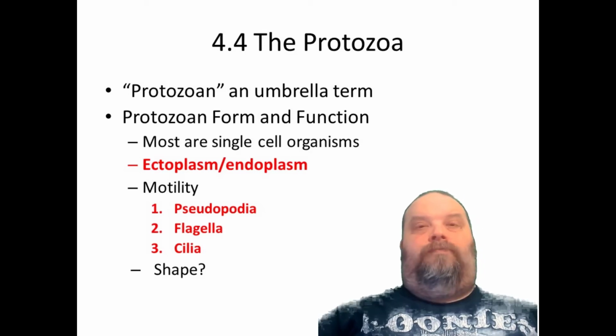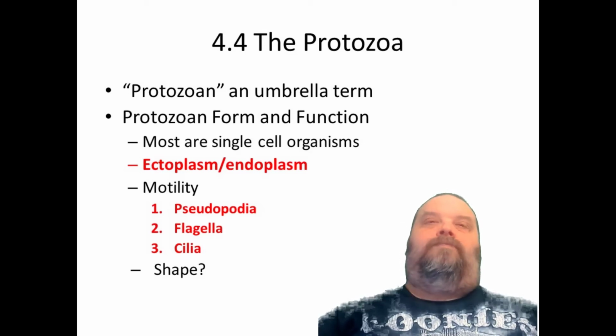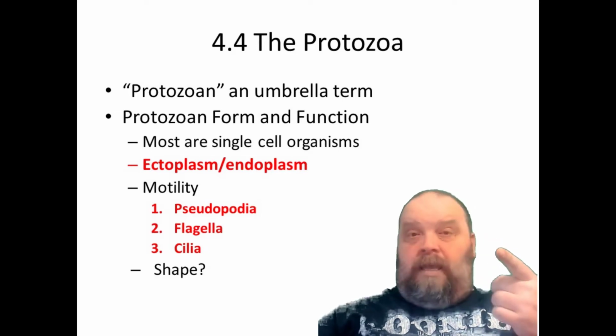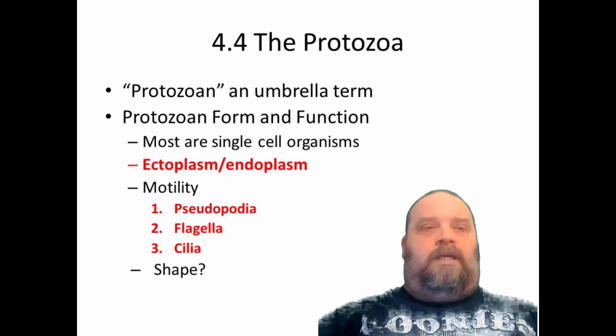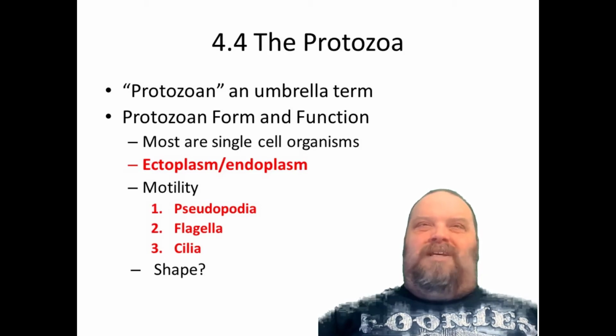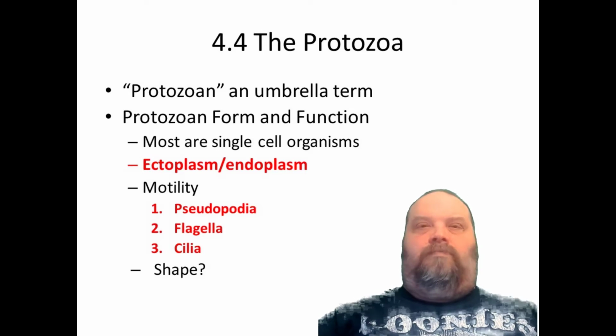Okay, so section 4.4. We're going to be discussing this group of organisms, eukaryotic organisms. They all have a nucleus. They all have internal organelles. These are going to be a group of organisms that just don't fit anywhere else.